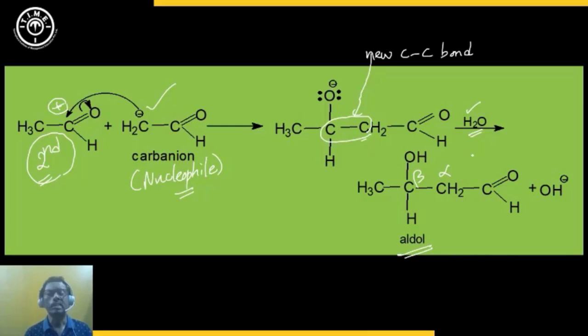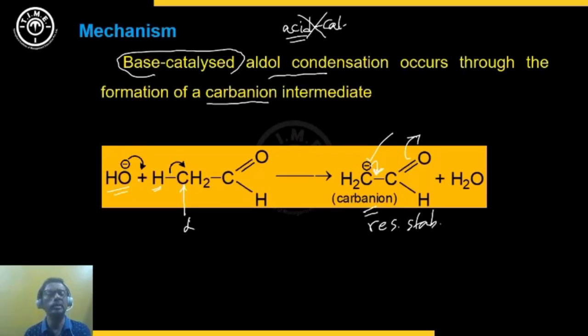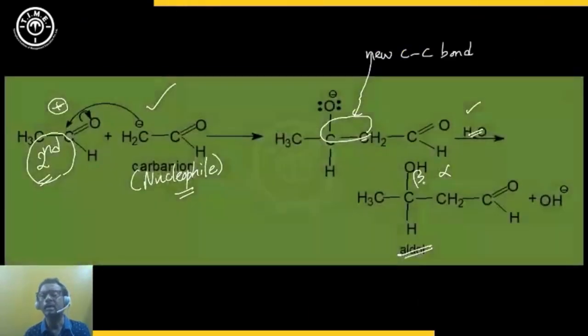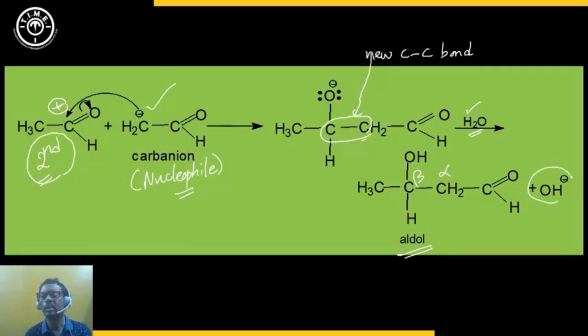Clear? Because we have started with a base, we have taken up the base here and we have recovered the base here, which means that the base is functioning as a catalyst. Clear? So this is how we get the aldol. That aldol upon heating will give us an alpha beta unsaturated aldehyde in this case. Clear? So this is about the mechanism.